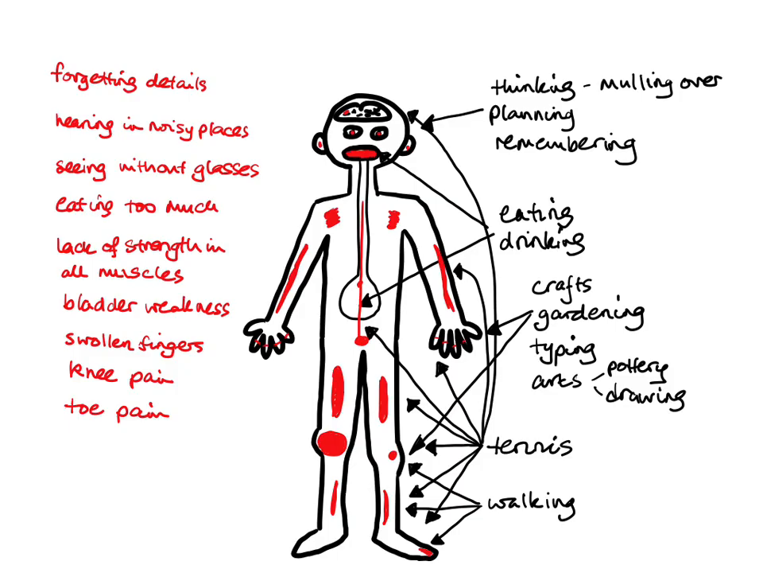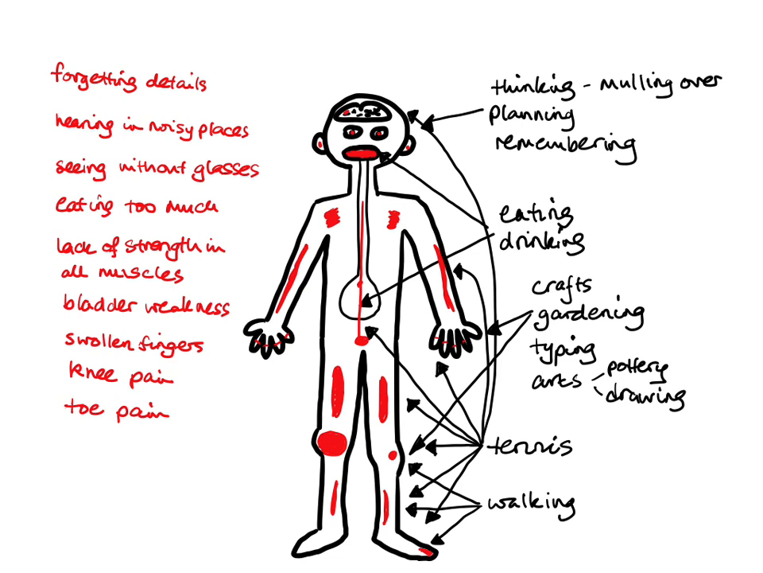So now we can understand a bit more about what's going on here and why they've highlighted these particular places. So the brain was highlighted because there's an issue about forgetting details, which is noticed in thinking and mulling things over, planning and remembering. Hearing in noisy places is an issue. So you can see the red marks on the ears. Seeing without glasses is an issue.